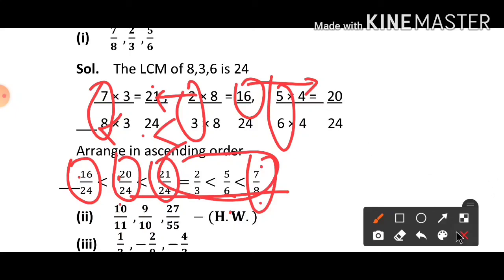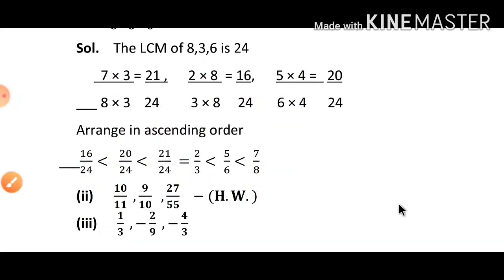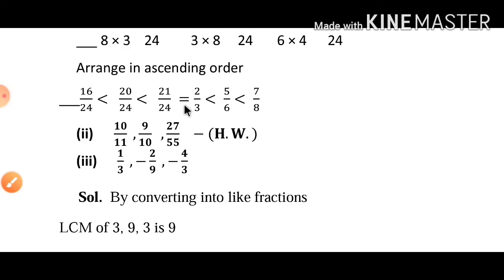Second one, 10 by 11, 9 by 10 and 27 by 55. It's same as first one. You can see denominators are not equal. So first you have to find the LCM. After that, change into like fractions, and then you have to arrange in ascending order.